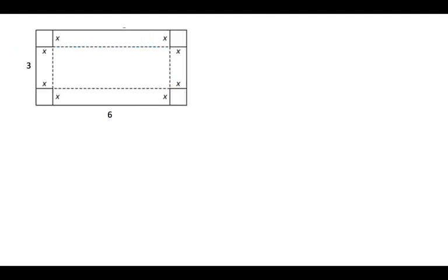Okay, so I figured out that my volume formula was 18x minus 18x squared plus 4x cubed. And we wanted to find the maximum on the interval 0 to 1.5. Okay, so let's find our critical values.